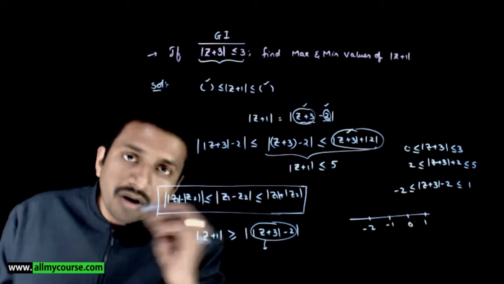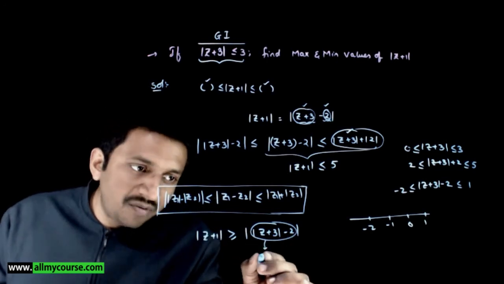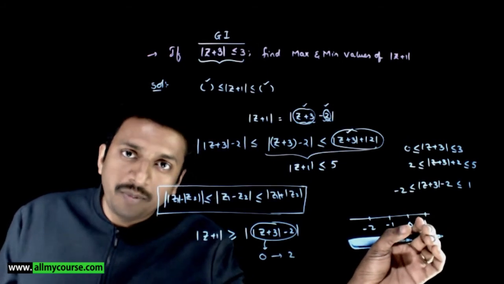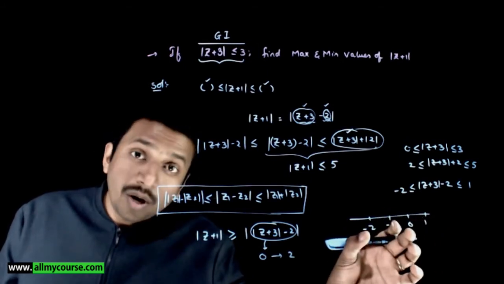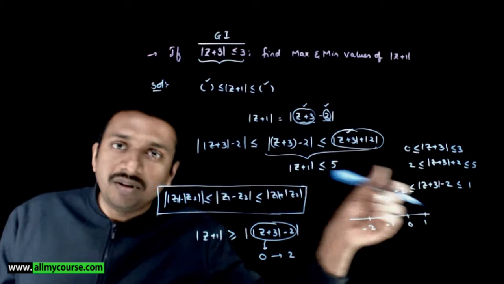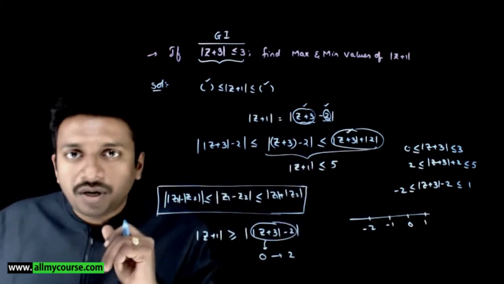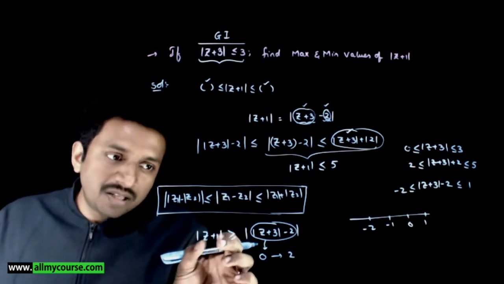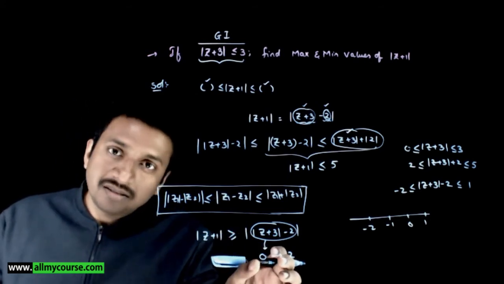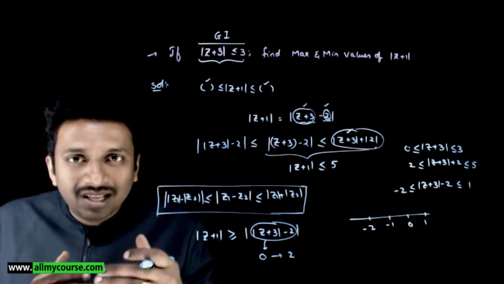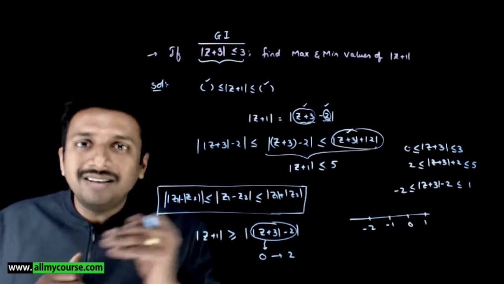Now, if you take the mod of this expression, where does the mod lie? The mod of this lies between 0 and 2, right? Because between 0 and 1, the mod will be between 0 and 1, and between 0 and minus 2, the mod will be between 0 and 2. So effectively, this expression will lie between 0 and 2. So mod of z plus 1 will always be greater than some number between 0 and 2. If you want the least value, the least value goes till 0.